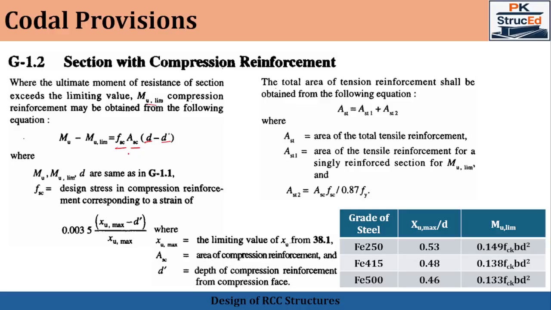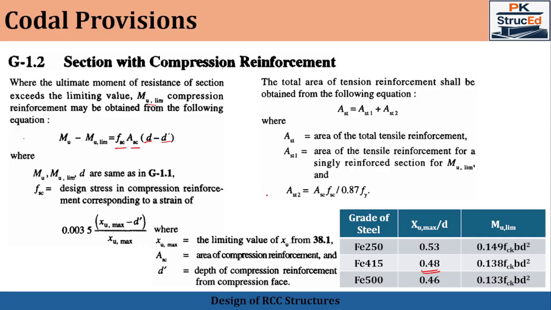And finally, FSC is the design stress in compression reinforcement corresponding to a strain of 0.0035 into XU max minus D dash divided by XU max, in which XU max will be defined based on Section 38.1 for different grades of steel. This has been listed here. For example, if the grade of steel is Fe415, then XU max will be 0.48 D, or XU max by D is equal to 0.48. The corresponding Mu limit is also given.